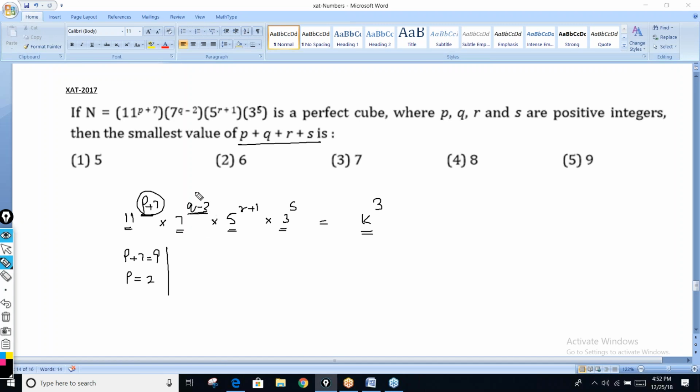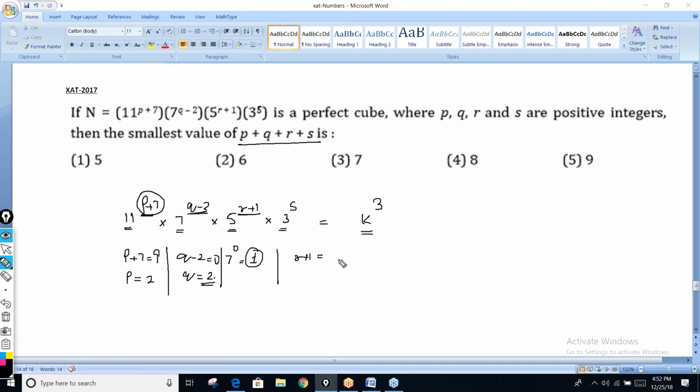Now here, do not try to make it 3. Can I make it 0 as well? If I take 7 raised to power 0, then also it should be a perfect cube. So here I'm taking 0 power. If I'm taking 0, then q will be 2. Again, it is coming out to be a perfect cube, meaning positive integer. This, obviously, I have to take at least 3.